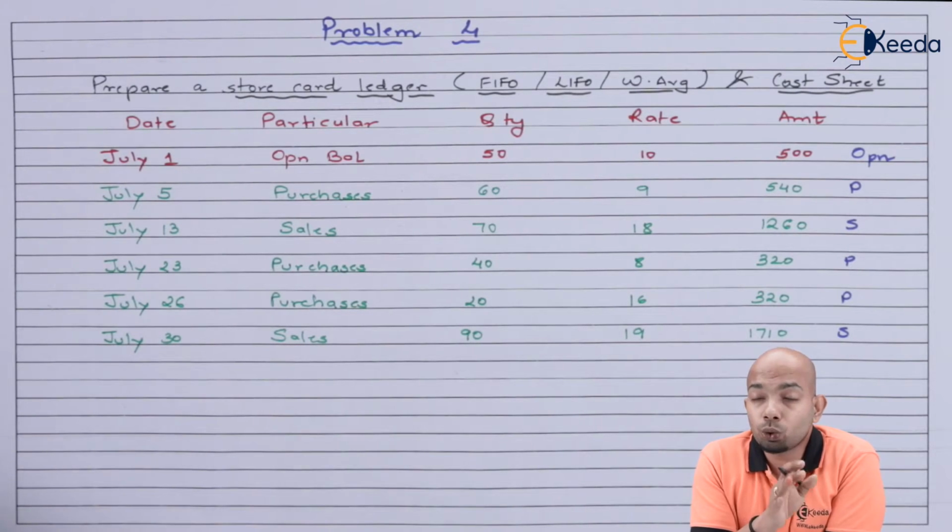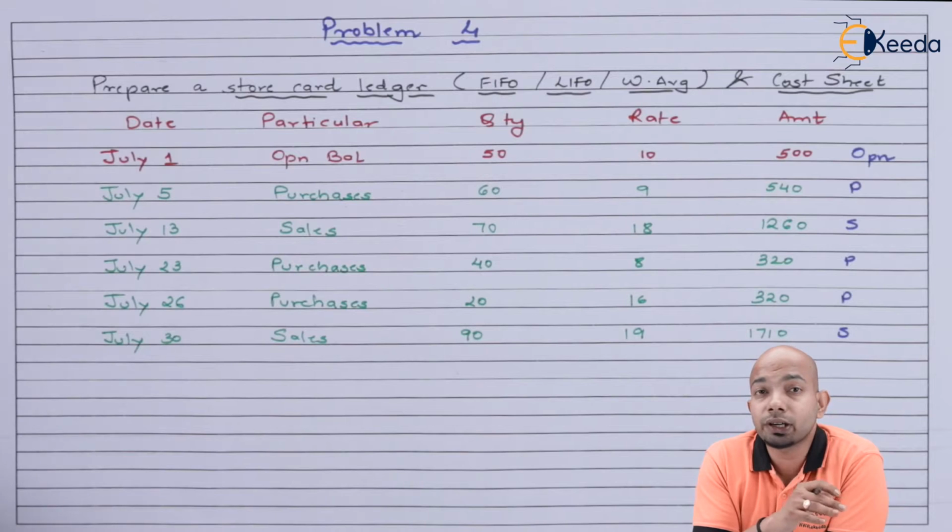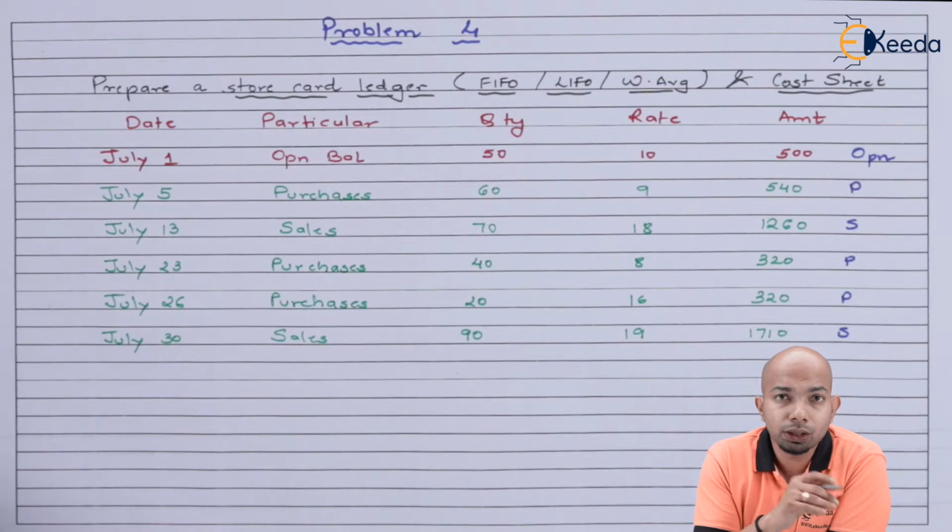Now we have to prepare a store card ledger under all these three methods, that is FIFO, LIFO and weighted average method, and we have to show a comparative cost sheet like the one we prepared in the earlier video. We'll start with the FIFO, LIFO or weighted average method, and then we'll see.